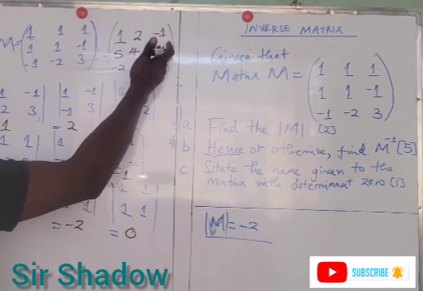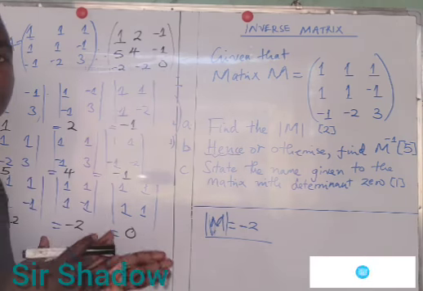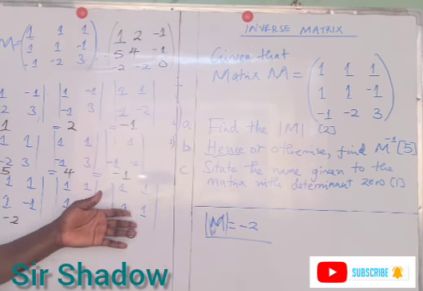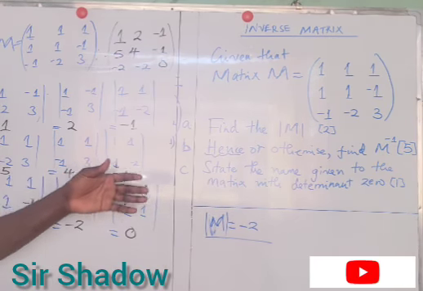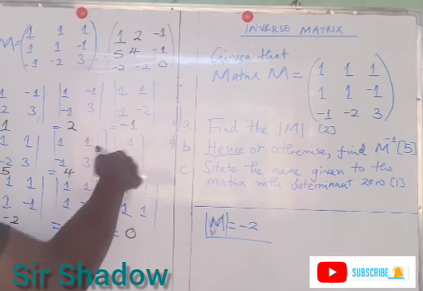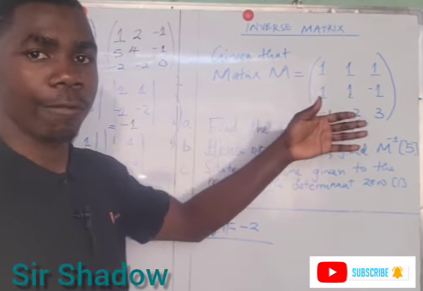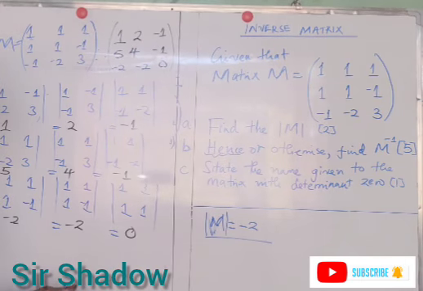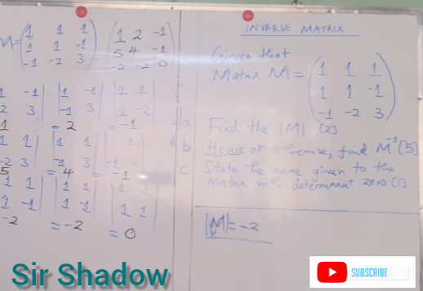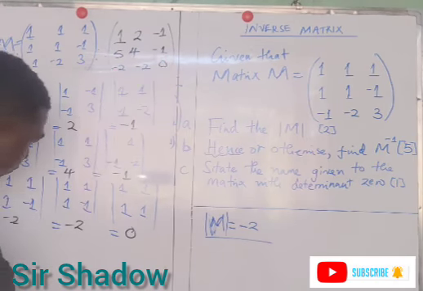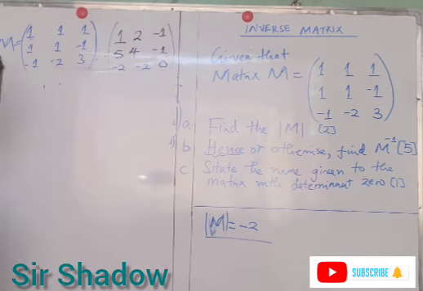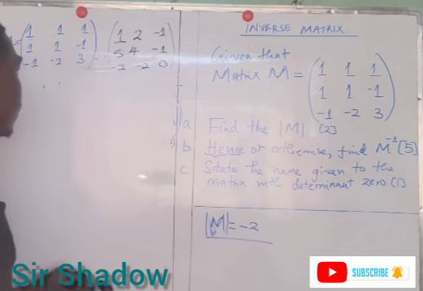So now we have these values from finding the determinant after applying the method of cofactors. We have calculated the cofactors. So now we want to find the matrix of minors. For us to find the matrix of minors, we are using this matrix.